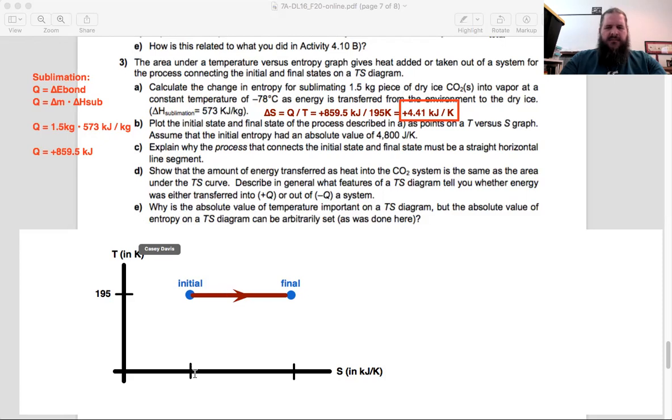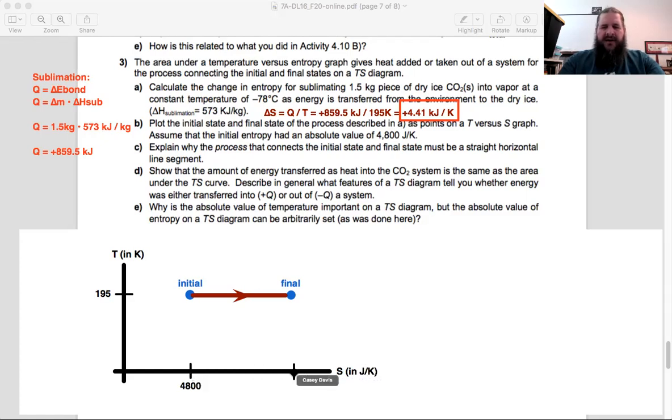And we can't really calculate the actual values of entropy. We can just calculate the change because we have a formula for delta entropy. So we know these are 4.41 kilojoules per Kelvin apart from each other. And so it has to give us an initial value of entropy. So in this case, we're calling the initial entropy 4,800, although that's in joules per Kelvin. So let me change the scale here. 4,800 joules per Kelvin.